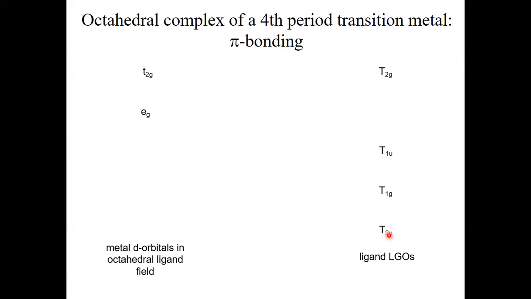Okay, so now what can we combine? As you can see, we can combine the T2G, of which we have three available, with these three T2G, and that gives six MOs, which would represent pi bonding. So what you see is that the EG orbitals of the metal do not find a partner, so they are not involved in the pi bonding at all. That's an important result that needs to be remembered.